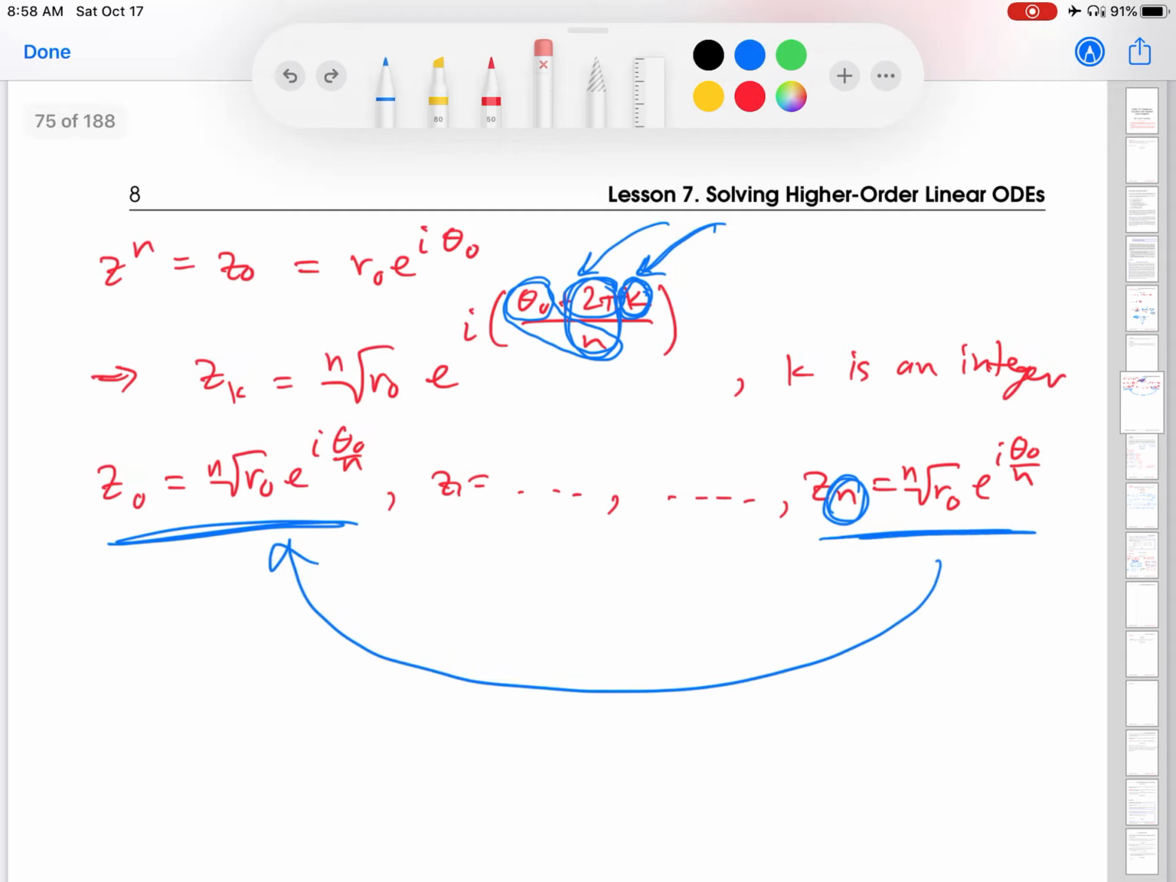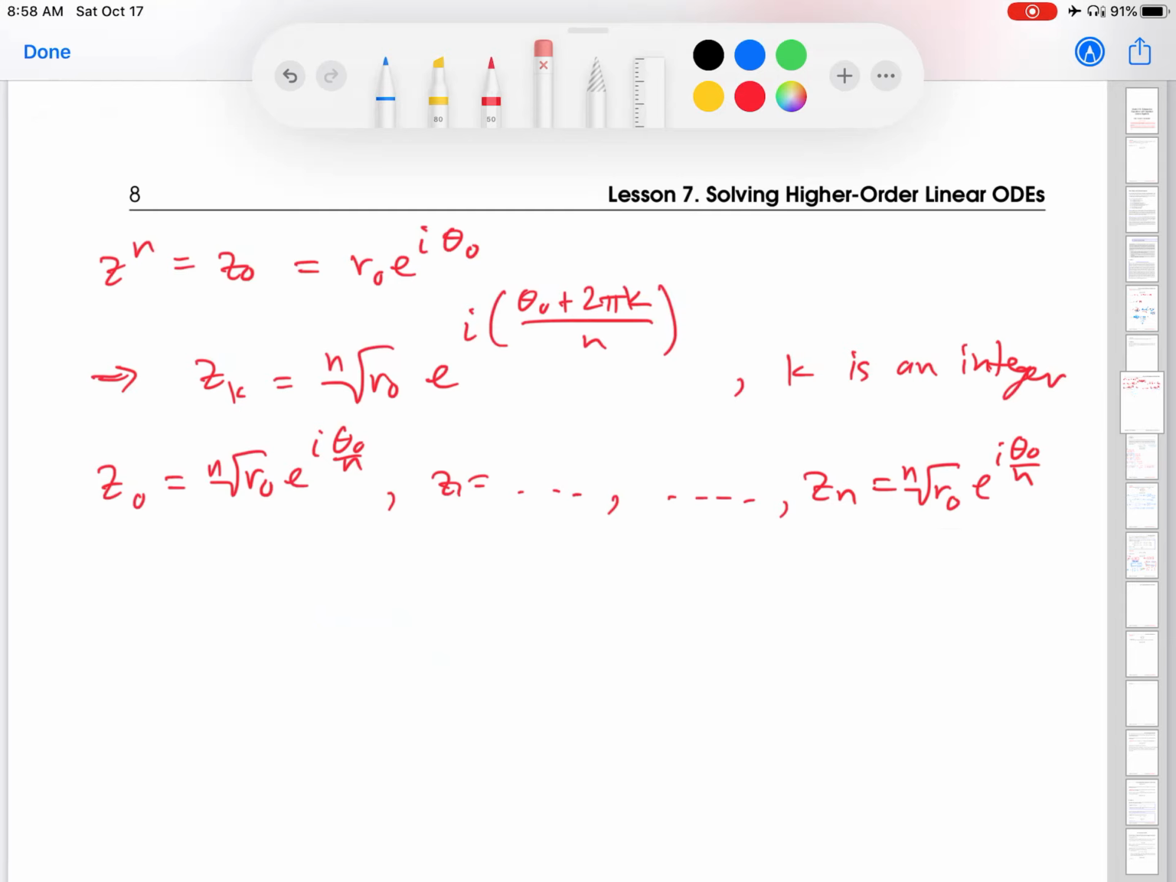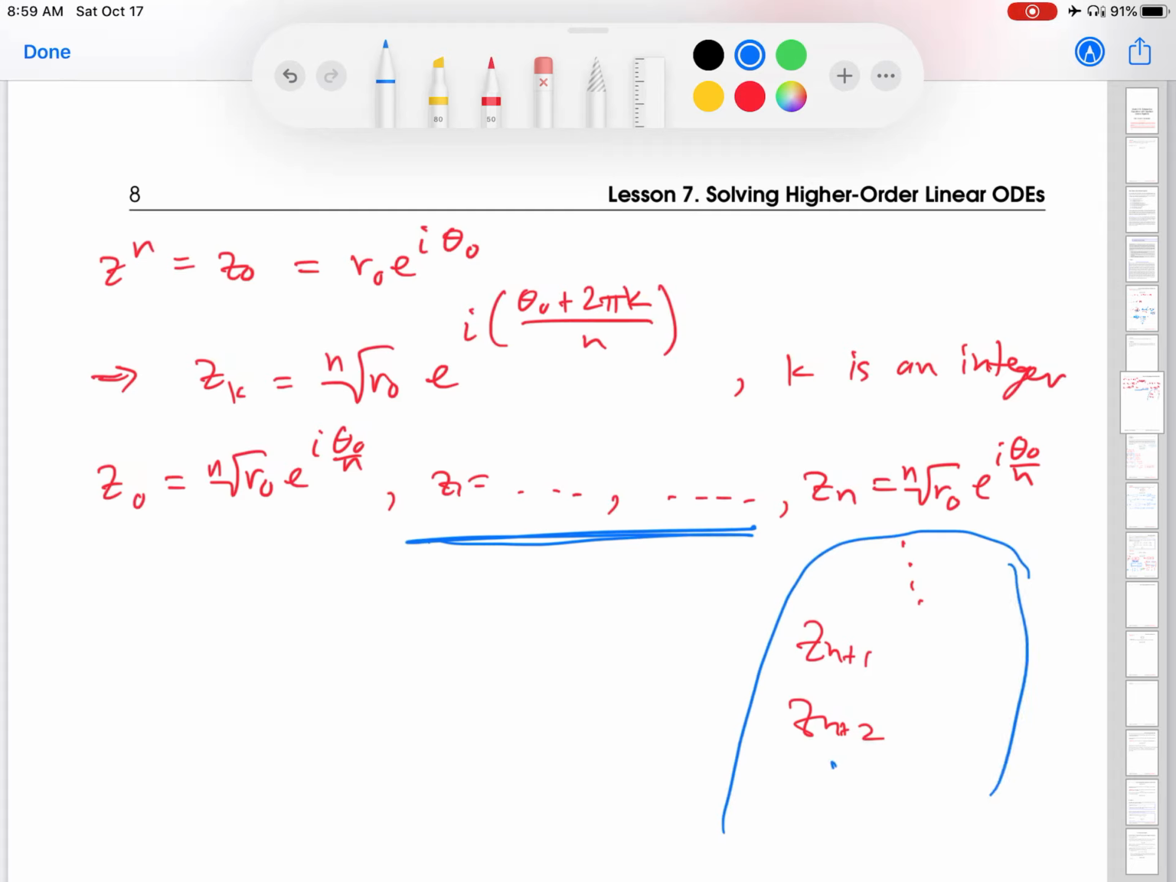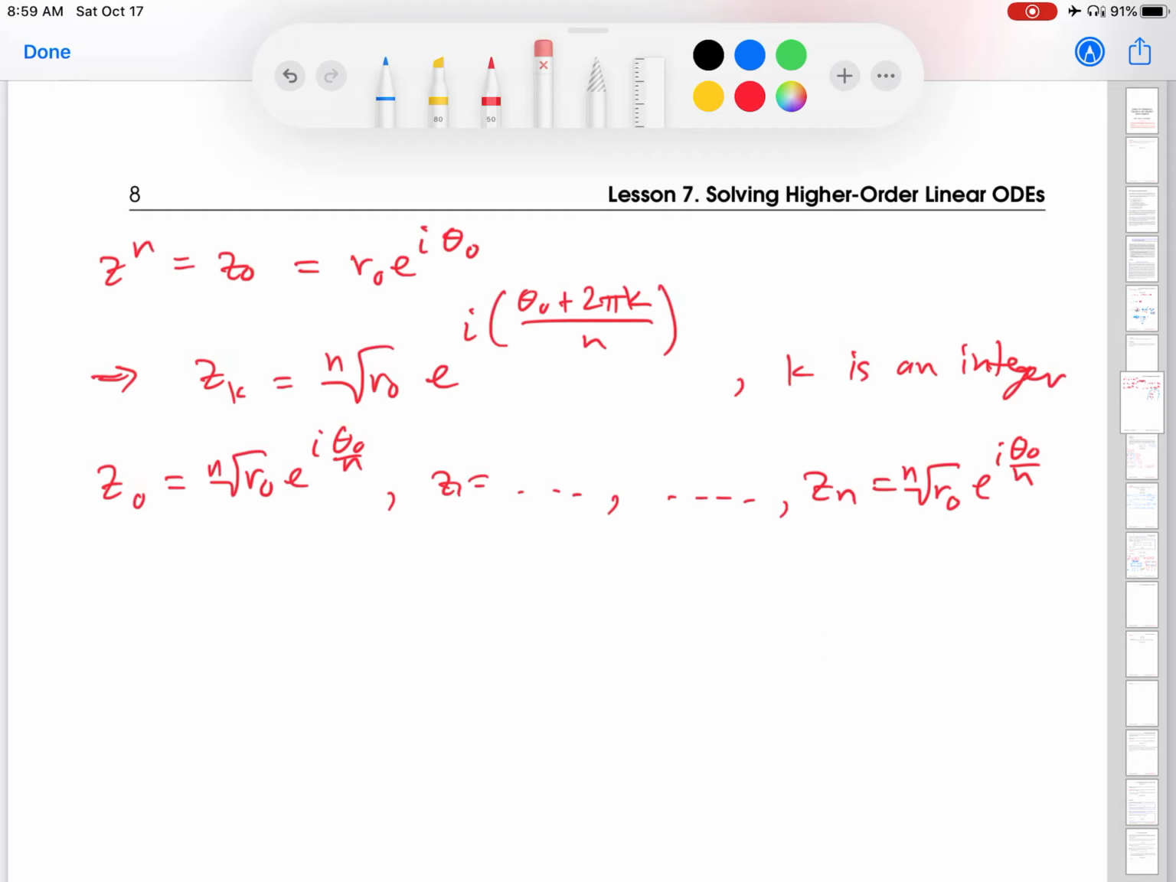So long story short, what this tells me is that if I were to continue writing down like z sub n plus 1, z sub n plus 2, I would start duplicating all of these roots. Okay, so I don't get new solutions out of all the infinite number of solutions that are down here. So instead of letting k be an integer, in order for me not to duplicate all these solutions, I should stop writing k's at n minus 1.